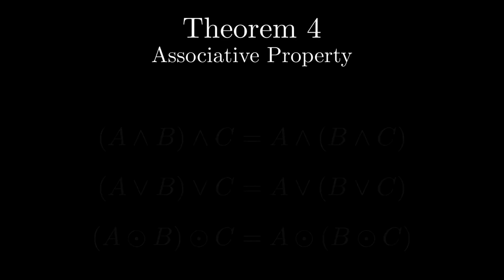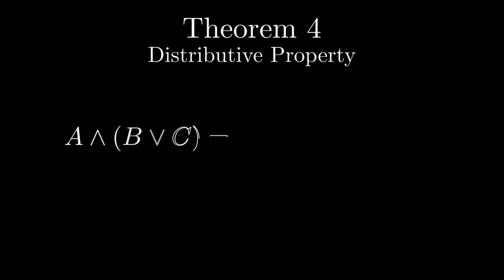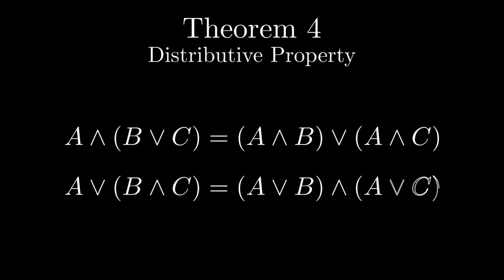Lastly, the AND and OR operations are distributive, and they follow the same pattern as unions and intersections in sets. So, A and B or C equals A and B or A and C, with the OR version being A or B and C equals A or B and A or C.